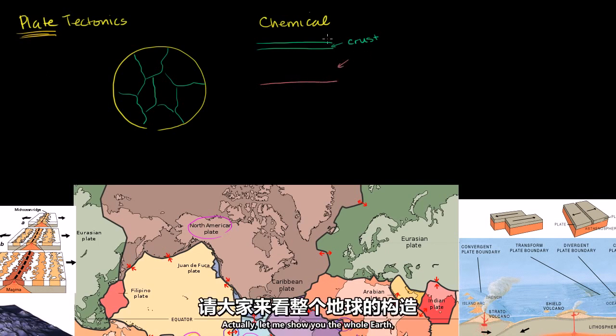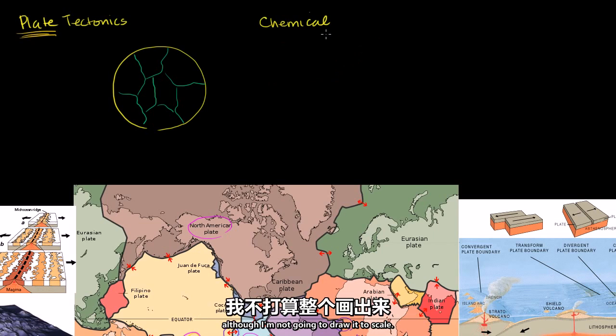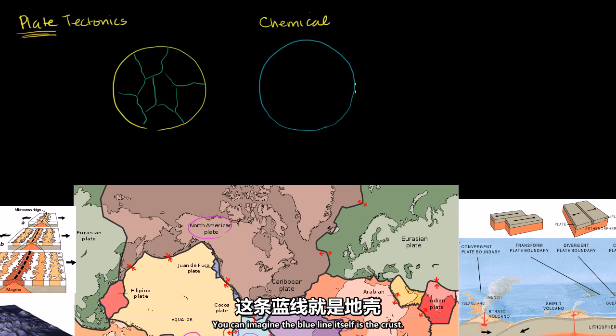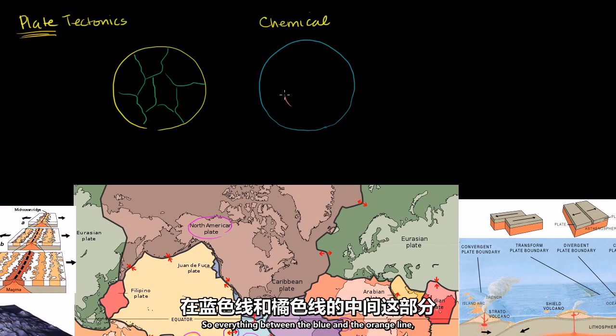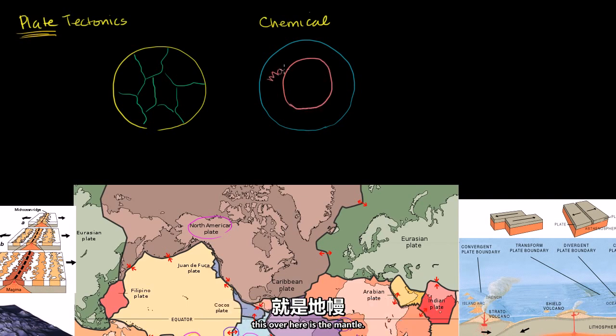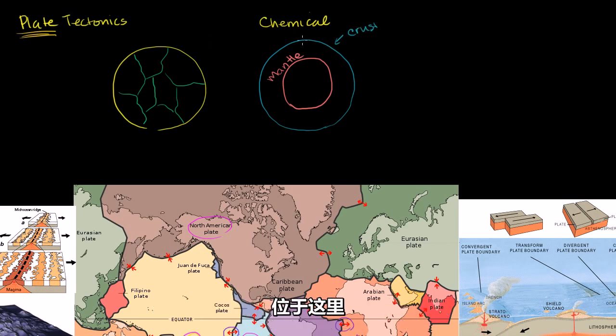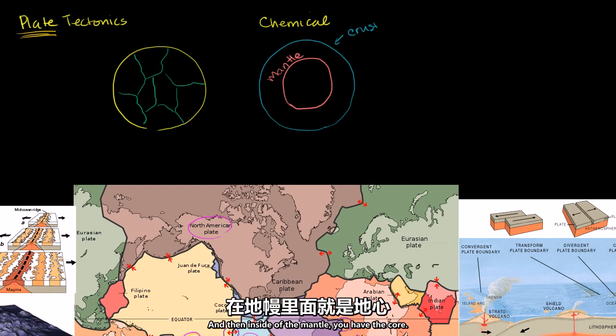Actually, let me show you the whole Earth, although I'm not going to draw it to scale. So if I were to draw, the crust is the thinnest outer layer of the Earth. You can imagine the blue line itself is the crust. Then below that you have the mantle. So everything between the blue and the orange line is the mantle. Let me label the crust. The crust you can literally view as the actual blue pixels over here. And then inside of the mantle you have the core.